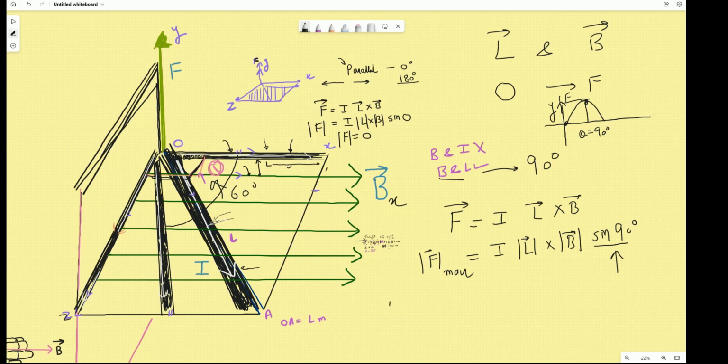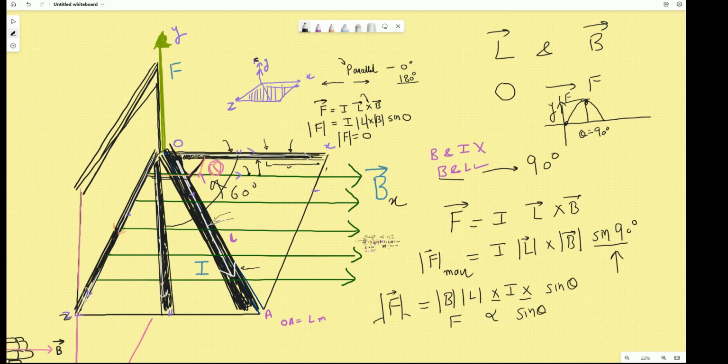Now what is the force? I am trying to tell you that the magnitude of force is given by B into L into I into sine theta. Here the multiplication is not a vector product. The vector product is when it is written in vector form, but when I'm writing magnitudes, it is multiplied by sine theta. So force is actually a function of sine theta, depending on sine theta.